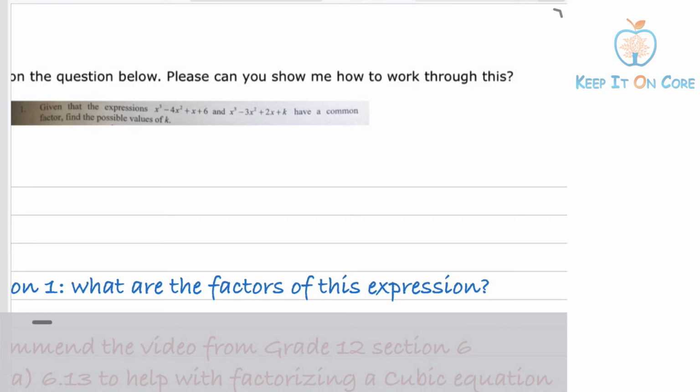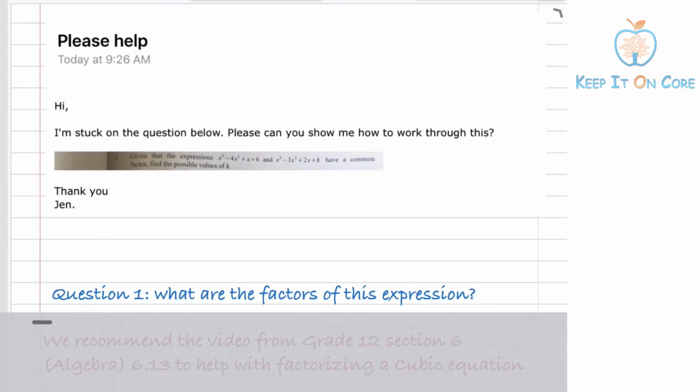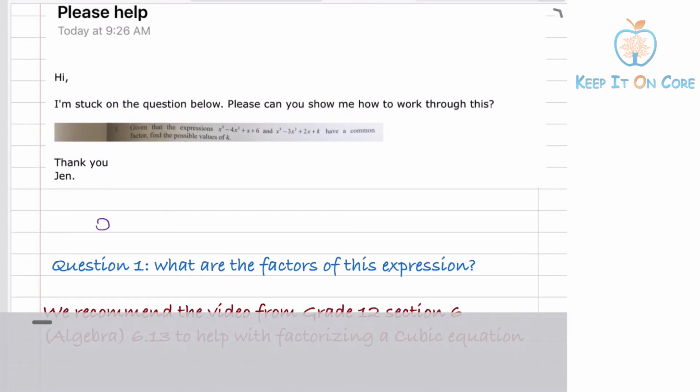We've been told that we have to find the value of k given that there's a common factor. Well, the expression that you have all the terms in is obviously the first one, the expression x cubed minus 4x squared plus x plus 6. We know all the terms over here.